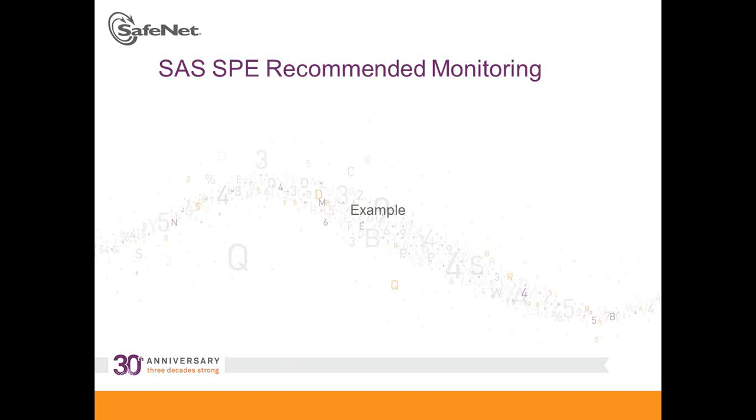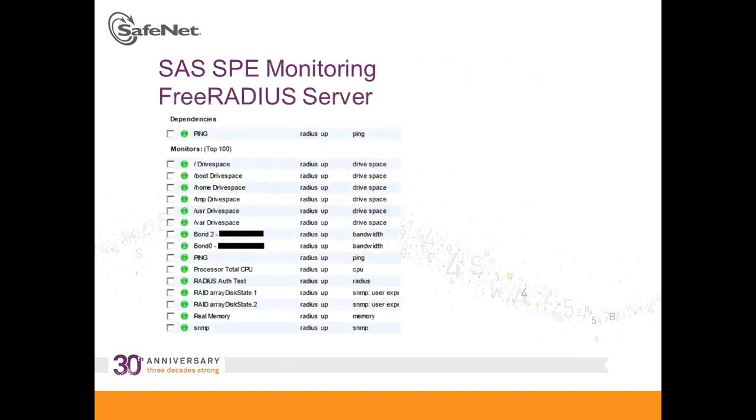So taking a look at some of the things in this example that you may want to monitor. On the Free Radius Server, again, monitoring ping sessions, monitoring drive space on different directories within Linux, monitoring the bond, monitoring the CPU, monitoring an authentication test with Radius, monitoring the disk arrays, monitoring the memory, monitoring SNMP. These are things that, as this example is kind of a best practice for our service provider customers, we recommend that they monitor.